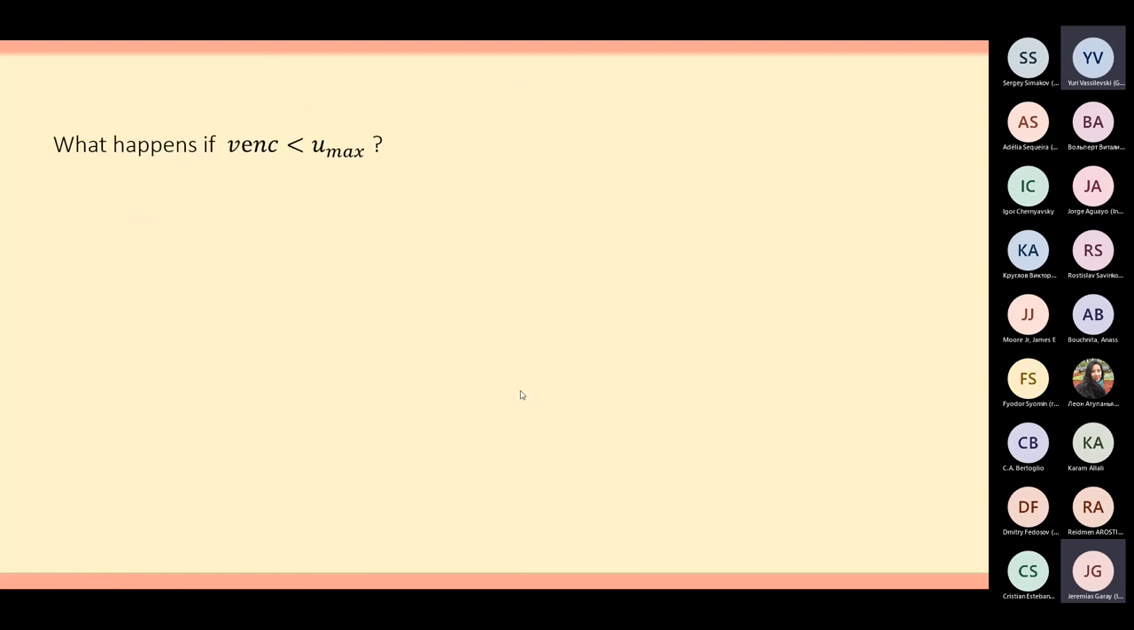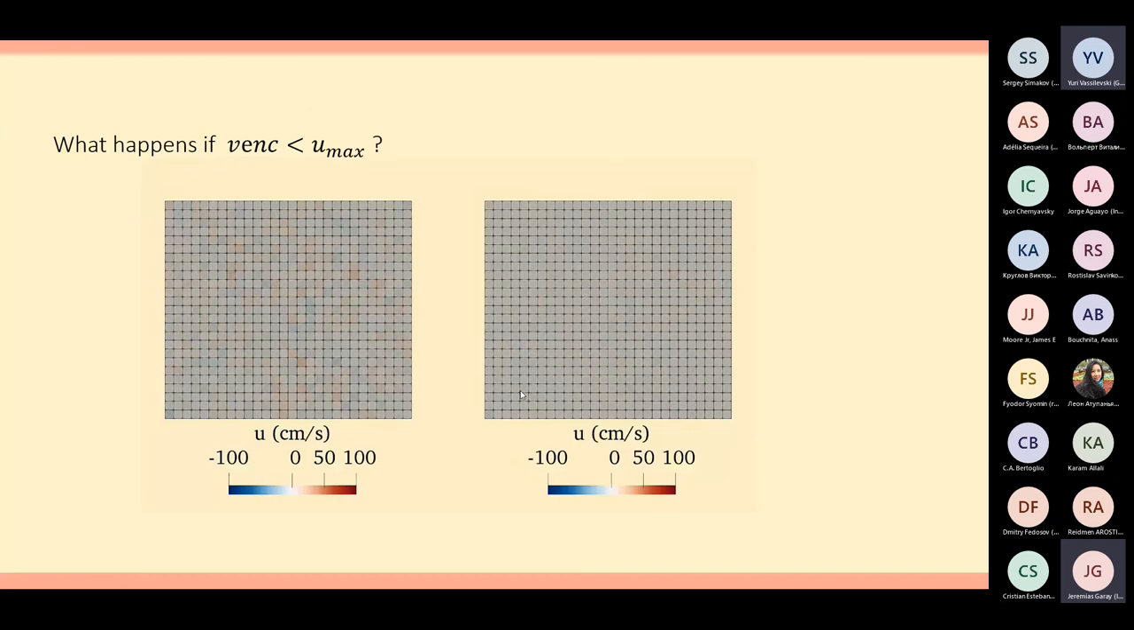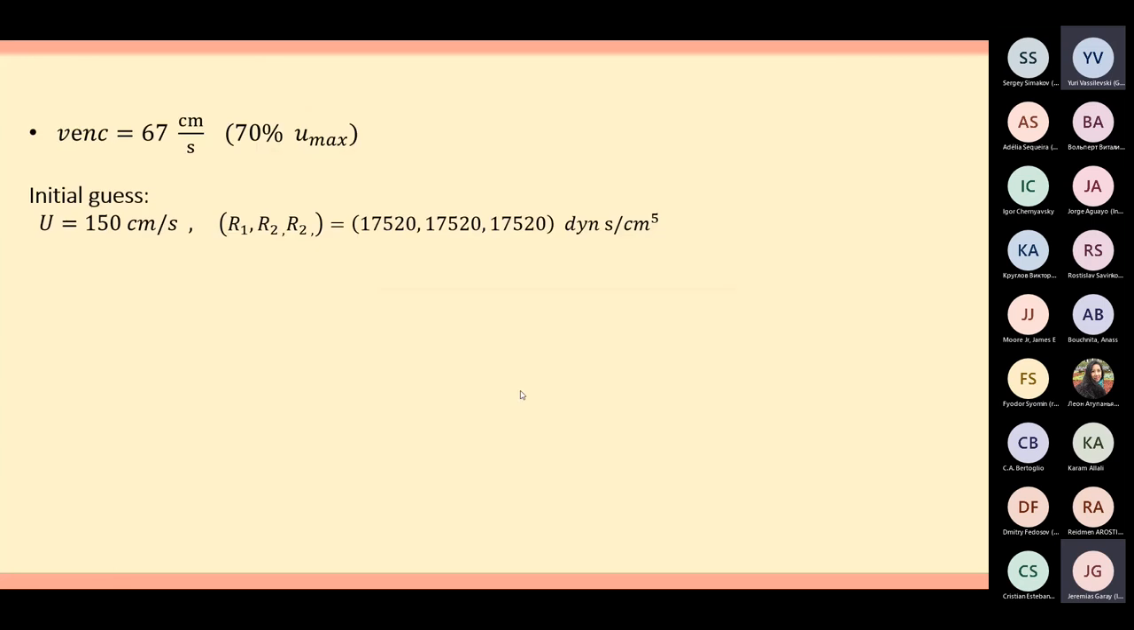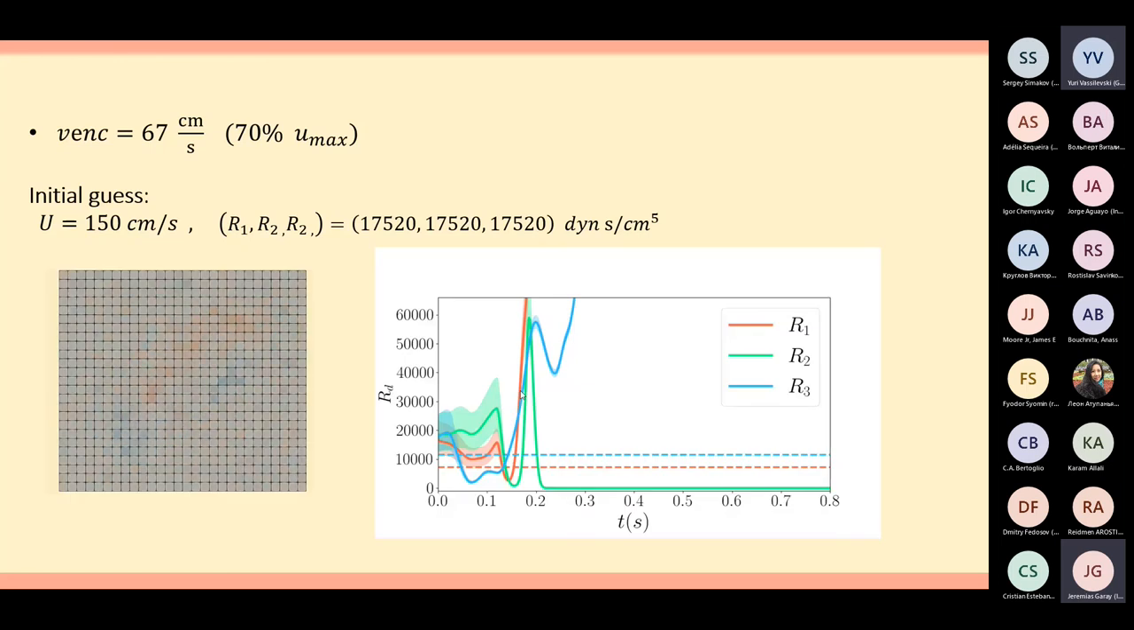The question now is, what happens if the velocity is lower than the maximum velocity? Or what happens if we use the other measurement sets with the aliasing on them? If we now use the bank of 67 centimeters per second, we get garbage results. That is expected, because the Kalman filter doesn't know anything about the aliasing. So it's expected that if you give it garbage data, it's very sensitive to the data. If you give it garbage data, it will give you garbage results.